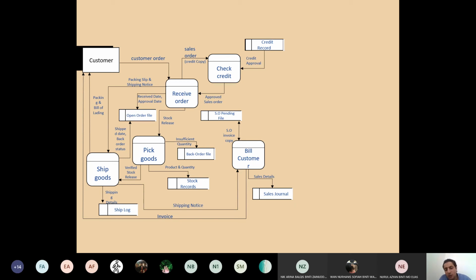So what documents are expected here when we record in the sales journal? We should have the invoice, and we should have the received customer order, and we have the sales order approved by the credit check, and the shipment documents that specify sending the goods to the customer.